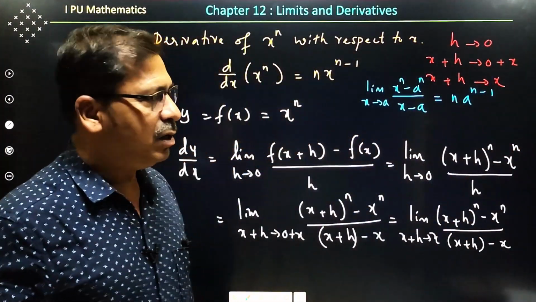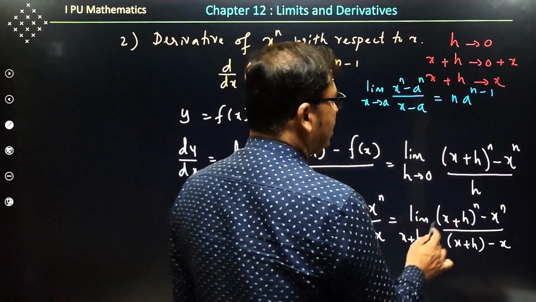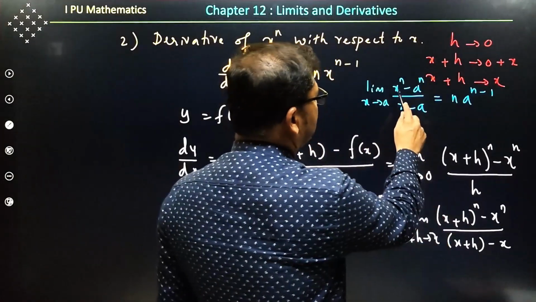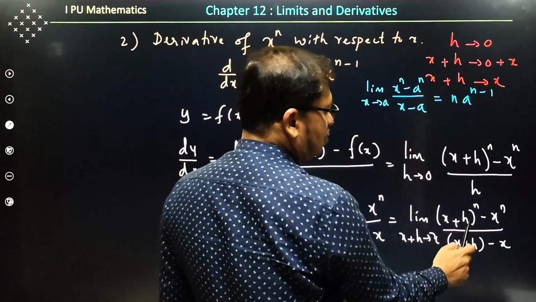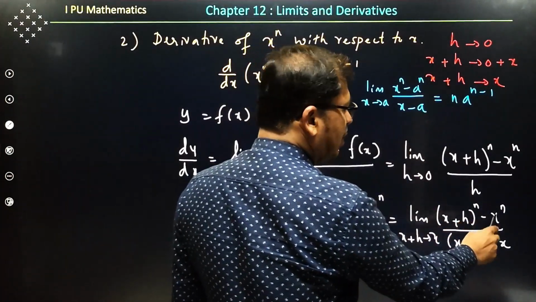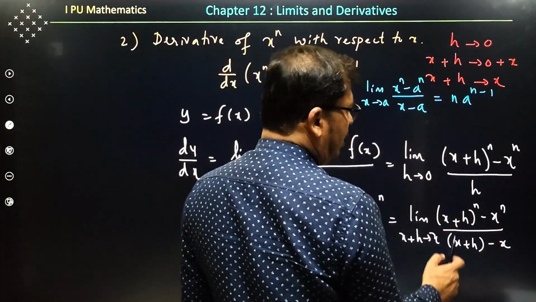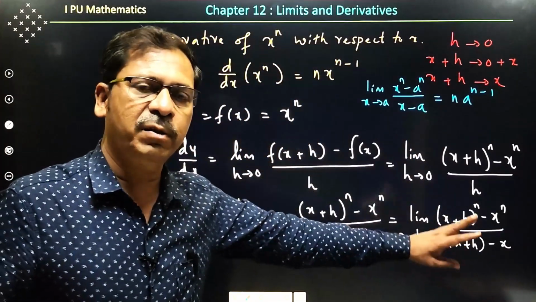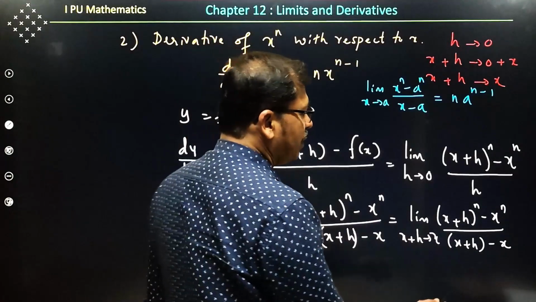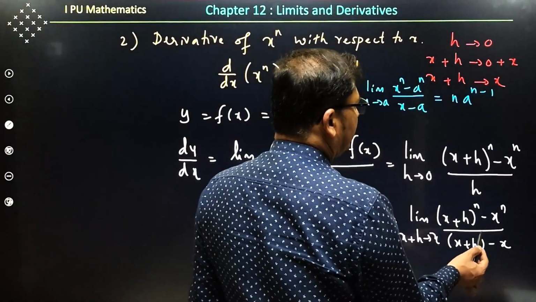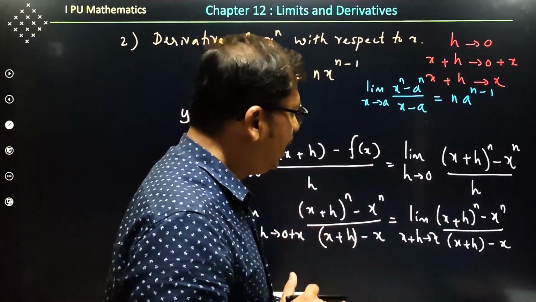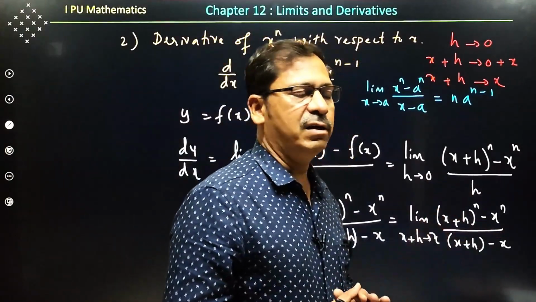See, observe the pattern. In place of x, x plus h is there. In place of x, x plus h is there here. x raised to n minus a raised to n becomes x plus h raised to n minus x raised to n, divided by x minus a. Here in this case, x plus h minus x. Compare that properly. Please concentrate here. In place of n, n only. But in place of a, here x is there.